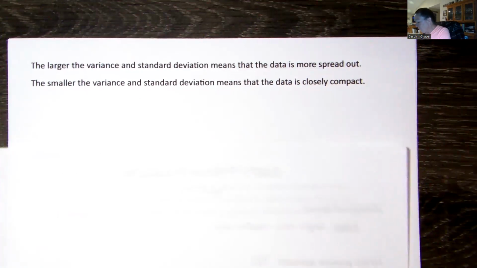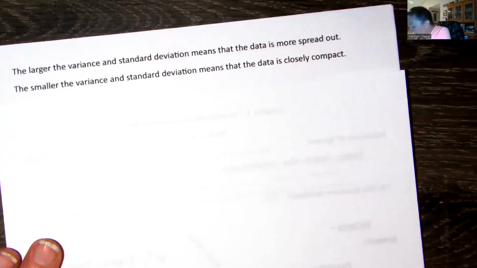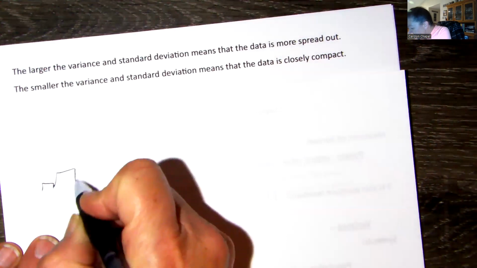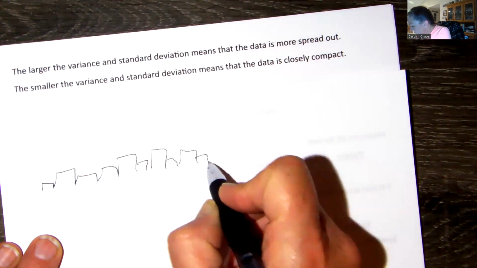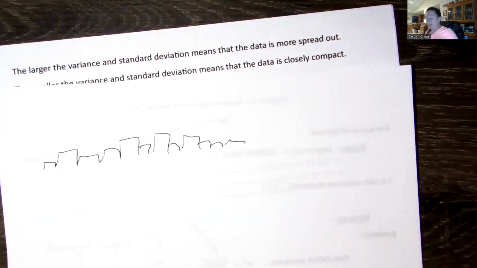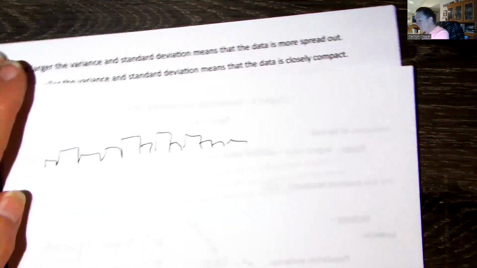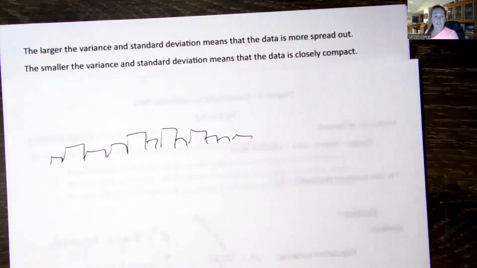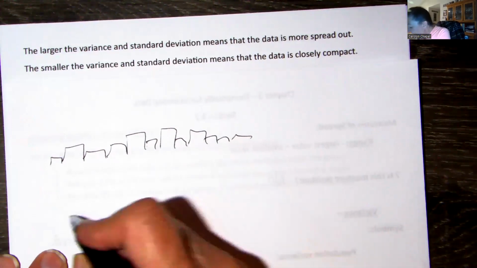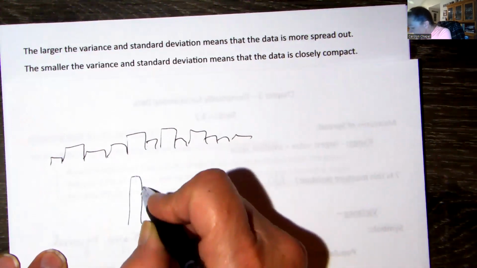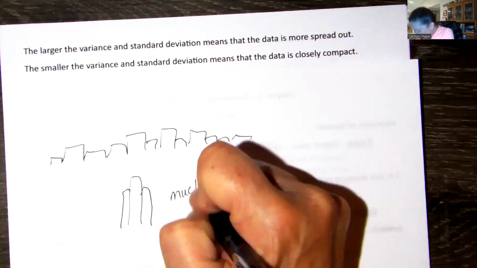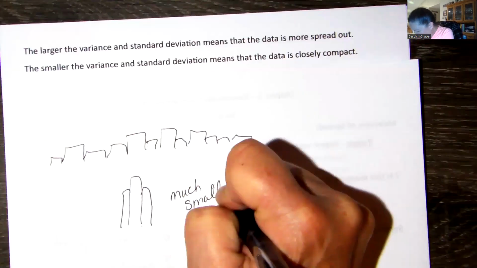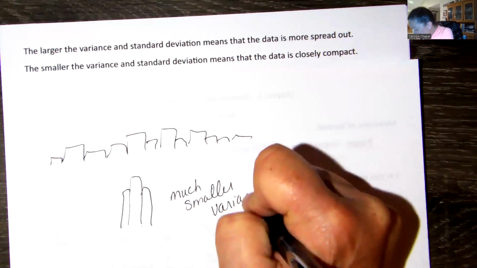If you were looking at graphs, so to speak, if you have one that looks like a bar graph that looks something like that, and that looks kind of all spread out, this one would probably have a somewhat large standard deviation or variance, as opposed to something that was tightly compact and was all smushed together. This one would have a much smaller variance or standard deviation.